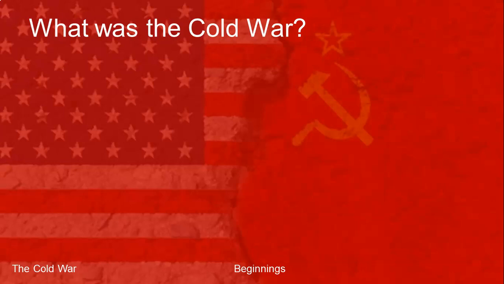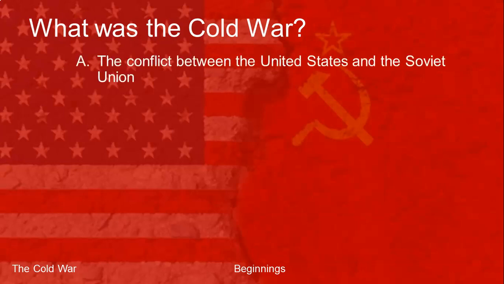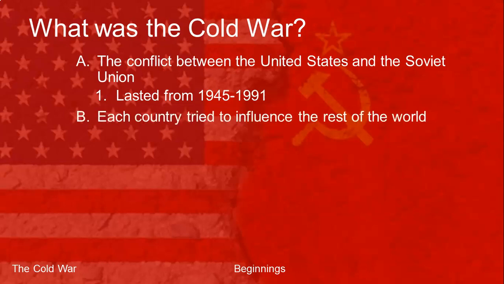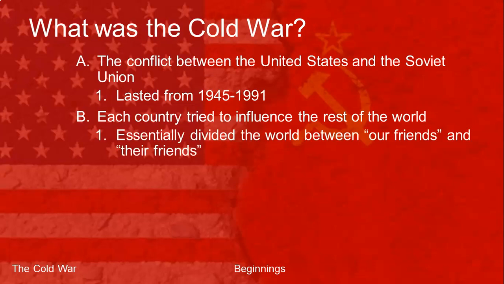Alright, so first of all, let's talk about what was the Cold War. The Cold War was the political and ideological conflict that existed between the United States and the Soviet Union. It lasted roughly 45 years, from 1945 to 1991. One of the characteristics of the Cold War is that each of our two countries tried to influence the rest of the world. We tried to get each nation in the world to basically pick sides, and we divided the world between our friends, our allies, their friends, their allies.